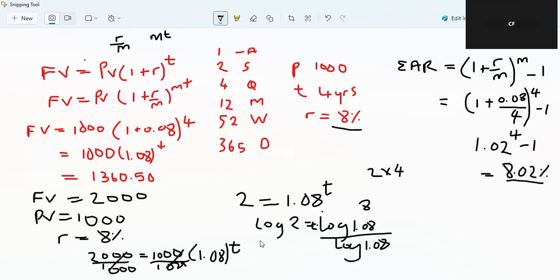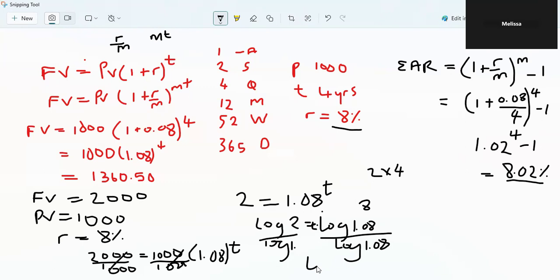So dividing by log 1.08 on both sides, what are you getting? 9.006. Okay. So it will take 9 years.